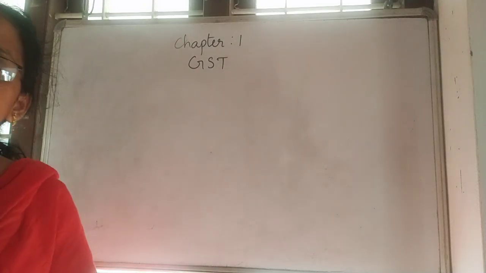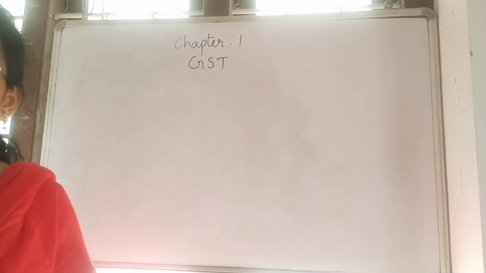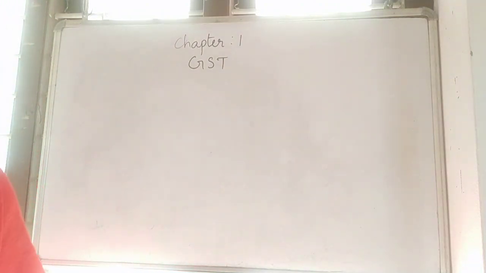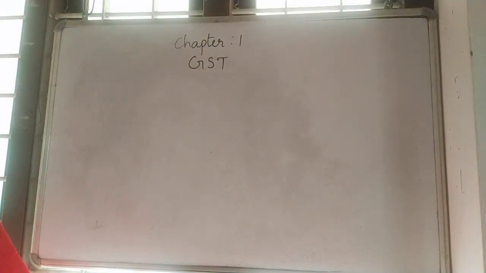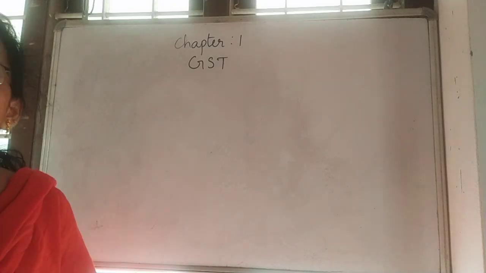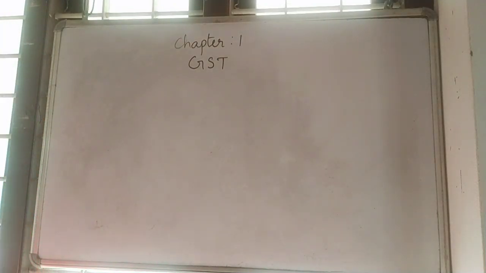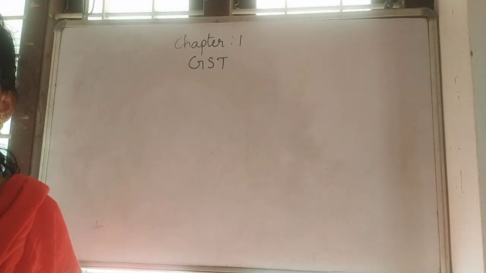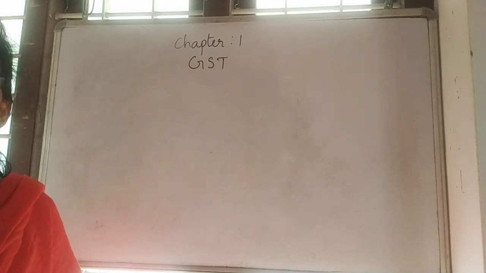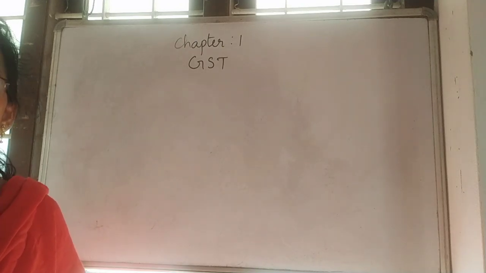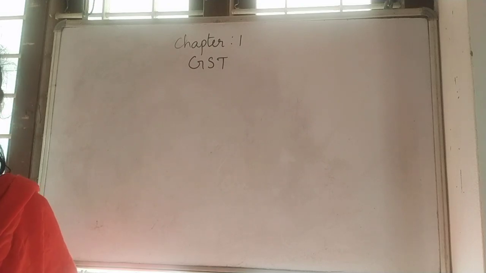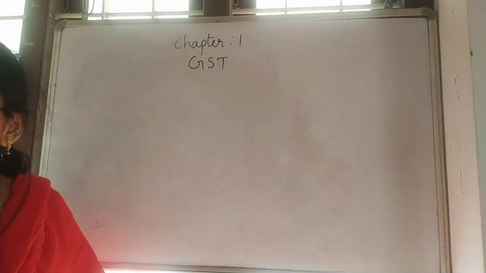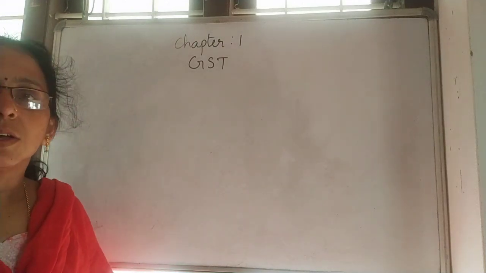Then we have three types of GST. That means three types of taxes coming under GST. The first one is CGST, that is Central Goods and Service Tax. This tax will go to the central government. And the second one is SGST. If it is a union territory, we can say it as UTGST. SGST means State Goods and Service Tax, and UTGST means Union Territories Goods and Service Tax.